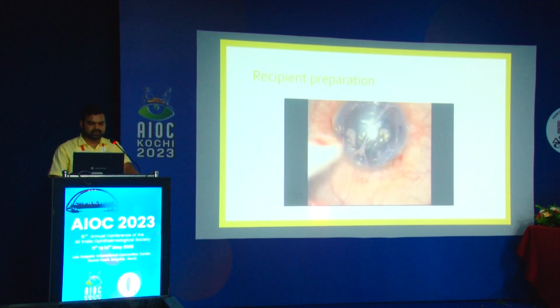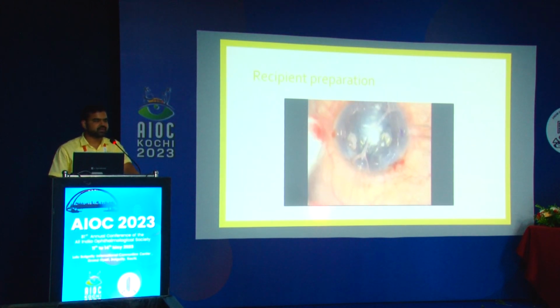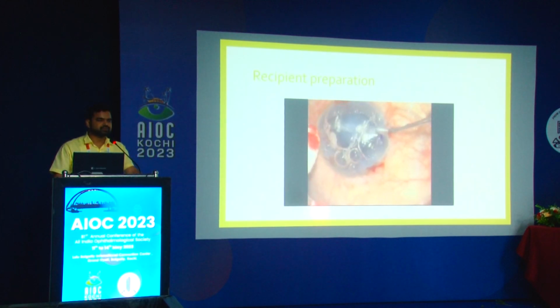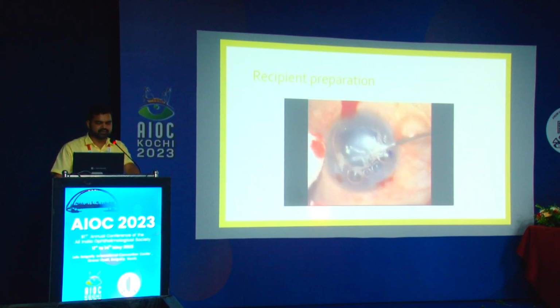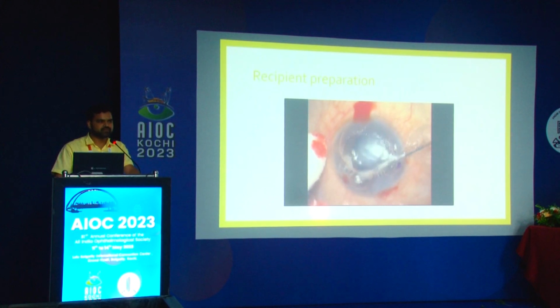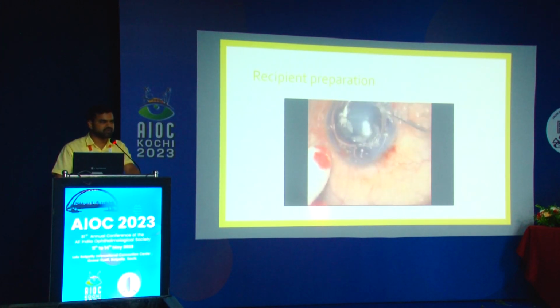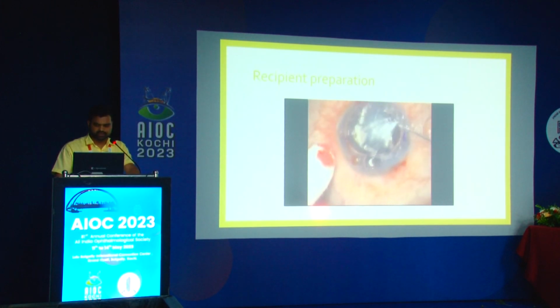Recipient preparation will remain the same in both DSAC and DMAC, except that for DMAC you require a larger recipient descemetorrhexis as compared to DSAC, where you can have the same size of descemetorrhexis as the graft size, and a peripheral iridectomy, inferior peripheral iridectomy, is mandatory in all cases of DMAC.